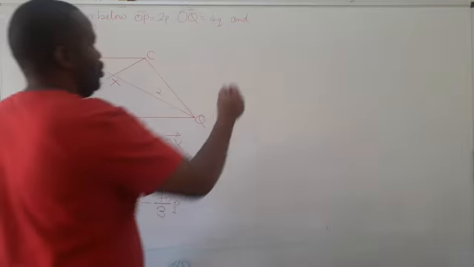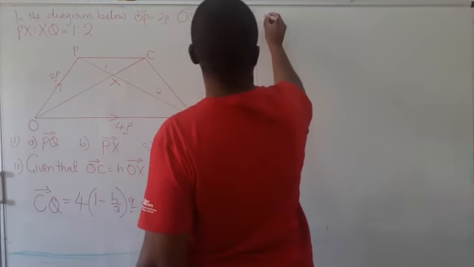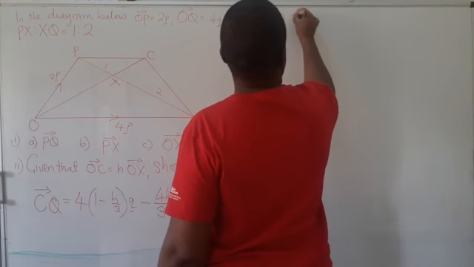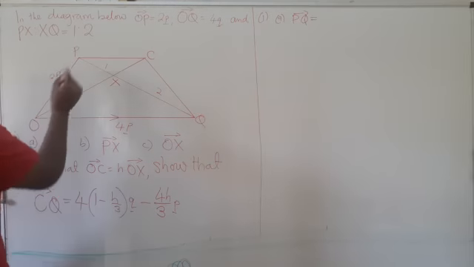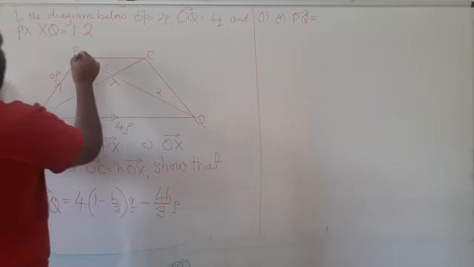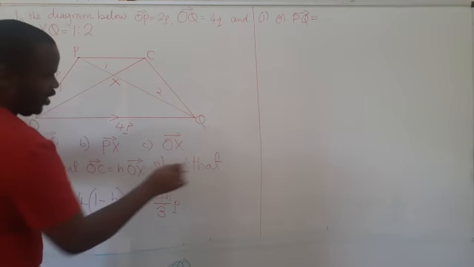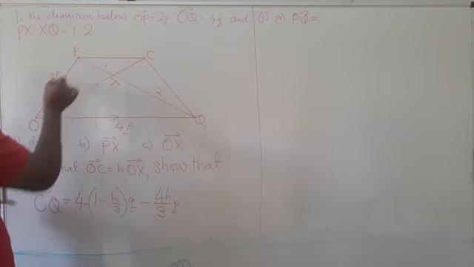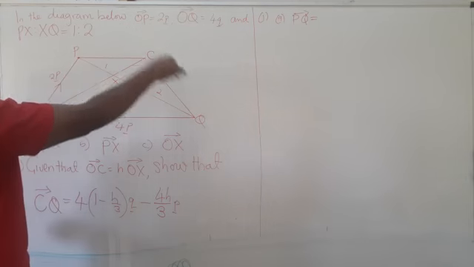Roman numeral 1 says express in terms of p and q: A, PQ. So we want to find PQ. We are saying I want to move from P to Q. You are at this point, this is your starting point, and you want to go there. Apart from taking this route, which other route can you take? You can move from P to O to Q.